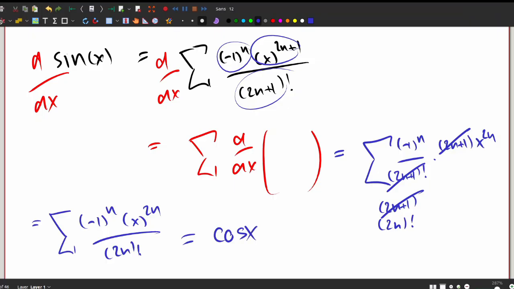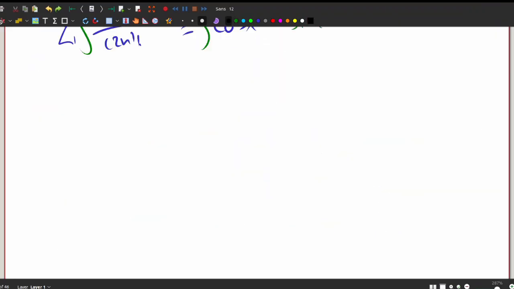And you can do the exact same thing. I could integrate this to get back to sine x if I wanted to. Now, these techniques of differentiation and anti-differentiation are really important when you want to represent functions as power series.